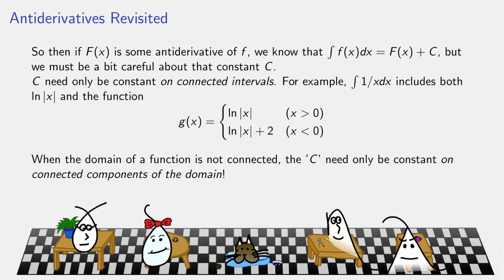Yes, so this constant c is not just a fixed number, it's a function that is constant on connected pieces of the domain, technically speaking. For most of the functions we deal with, the domain is all reals, which just has one component. But sometimes you can have a function whose domain comes in several pieces, and this constant only has to be a constant on each piece.